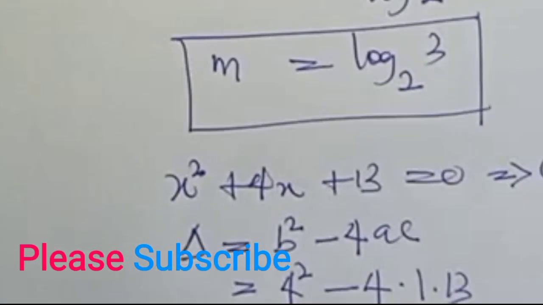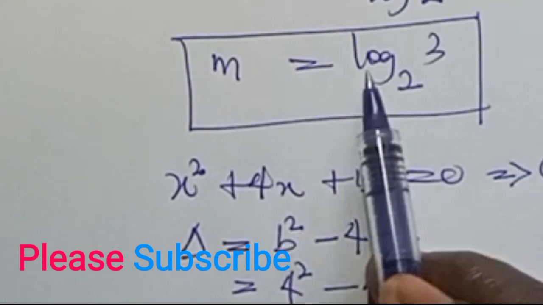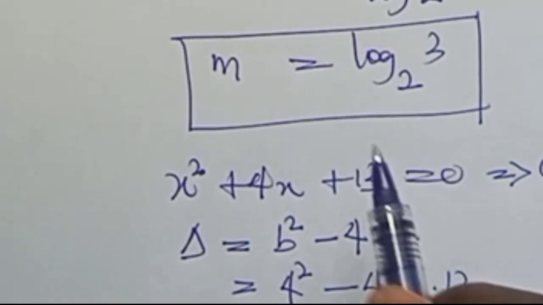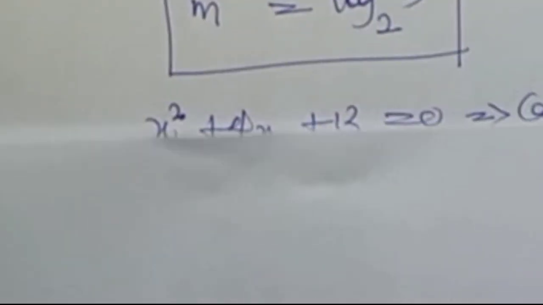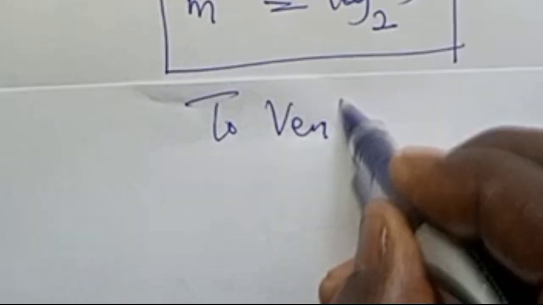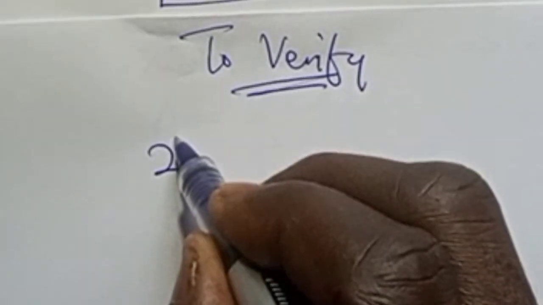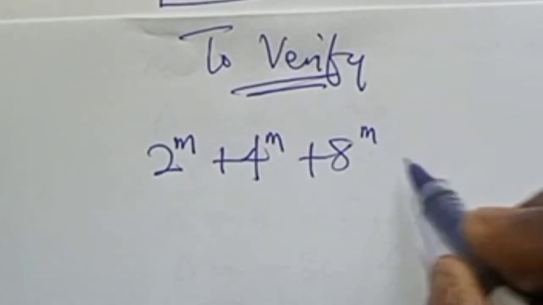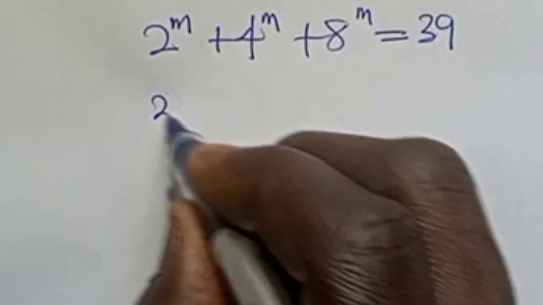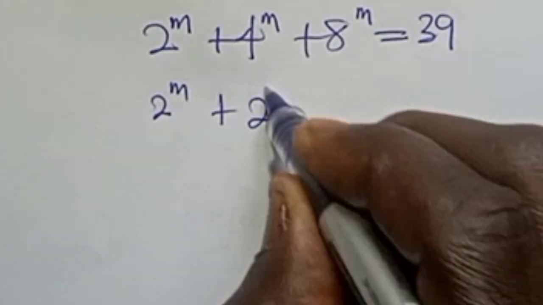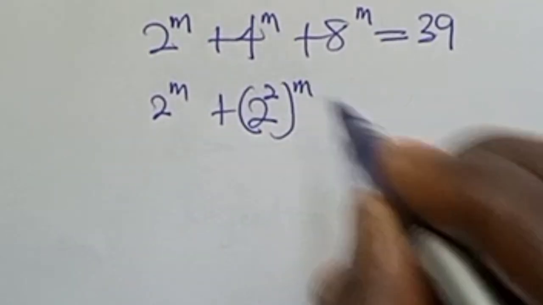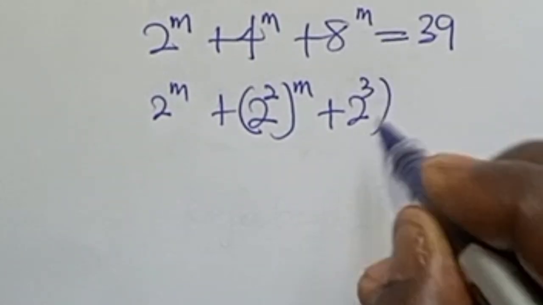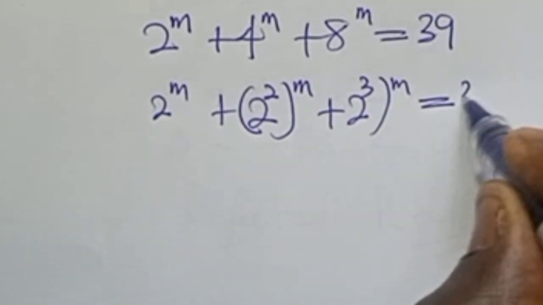So next, we will verify if the value we got, m equals log 3 base 2, actually satisfies the original equation. Our original equation is given to be 2 to the power of m plus 4 to the power of m plus 8 to the power of m is equal to 39. So here, 2 to the power of m plus 2 to the power of 2, which is 4, raised to the power of m, plus 2 to the power of 3, and that is 8 to the power of m, is equal to 39.